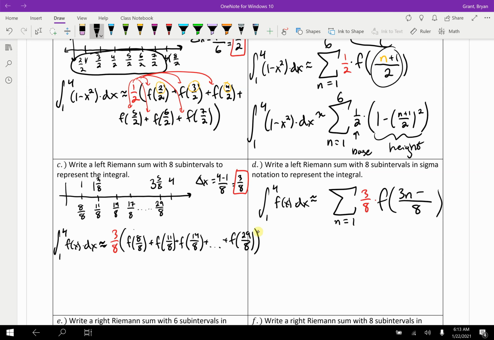Then we need to add 5 onto that. Right? Substitute 1 in. 3 plus 5 gets us 8. Cool. 2 in. 6 plus 5 is 11. We've done it. How far out? Well, we need 8 subintervals.